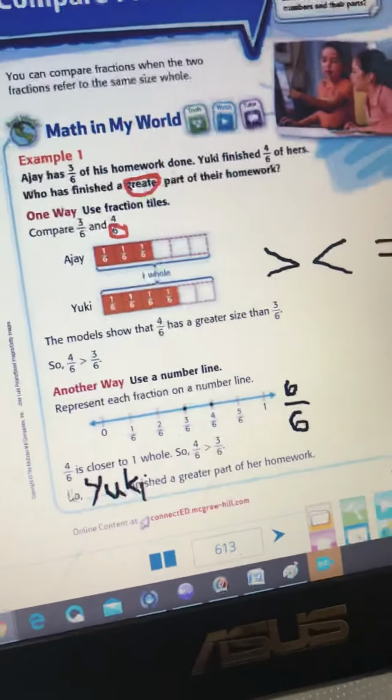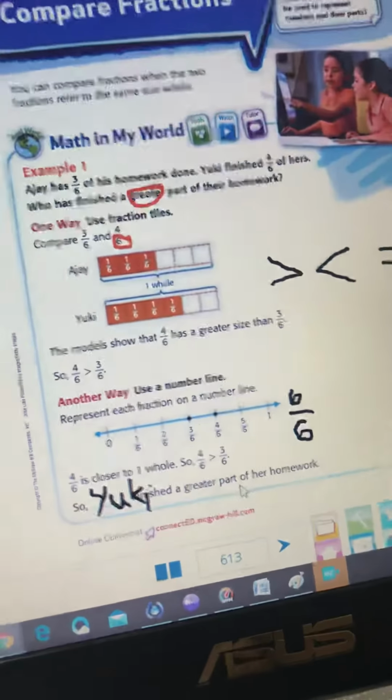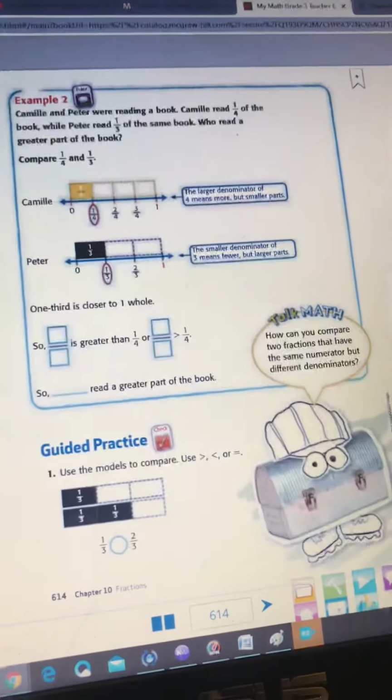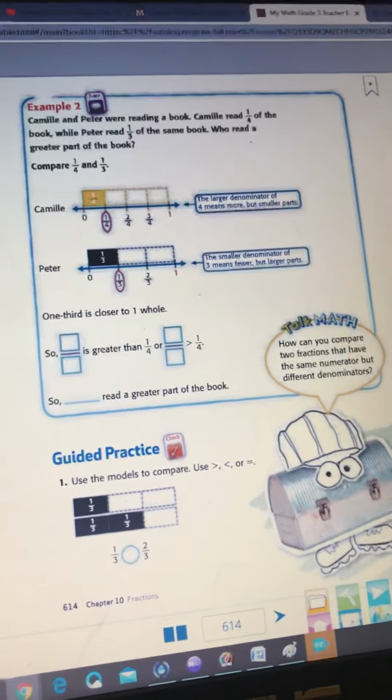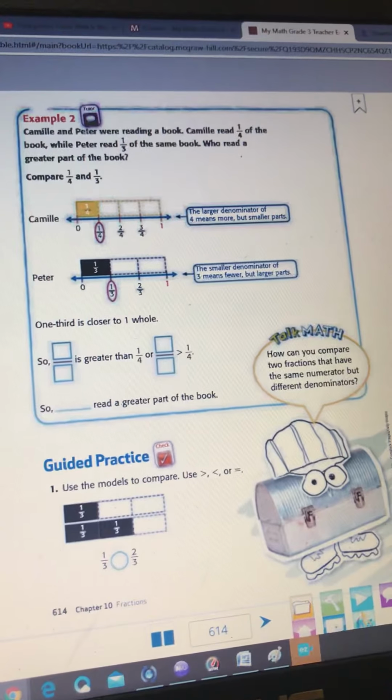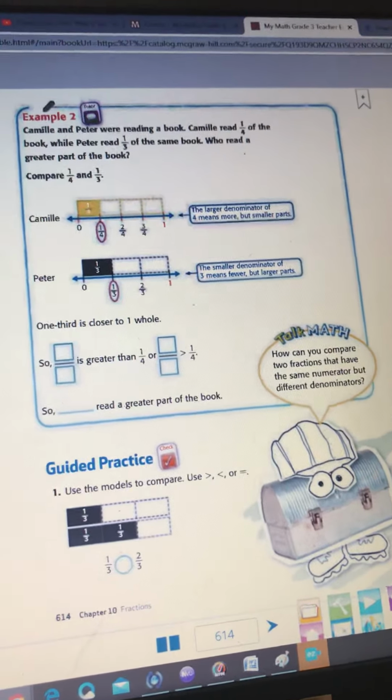Great. So Yuki finished a greater part of her homework. So right here is the name Yuki. Let's go to the next example. As you can see in the next example, you will see that the two fractions are now different.